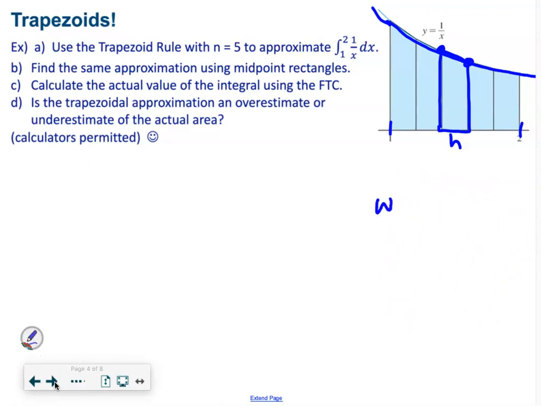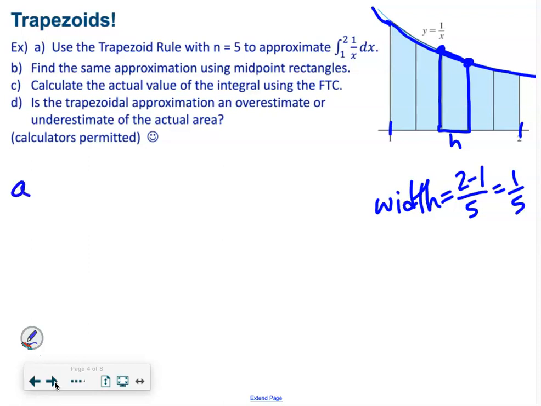So our width is still calculated the same way, b minus a over n, if they're all evenly spaced. So in this case, we're going from 1 to 2, so we have 2 minus 1 over 5. Our width is 1/5.